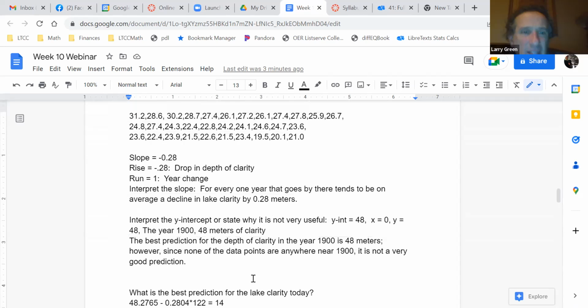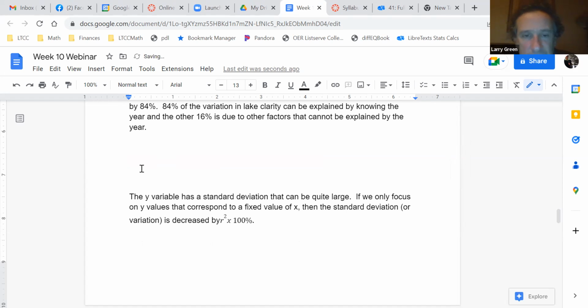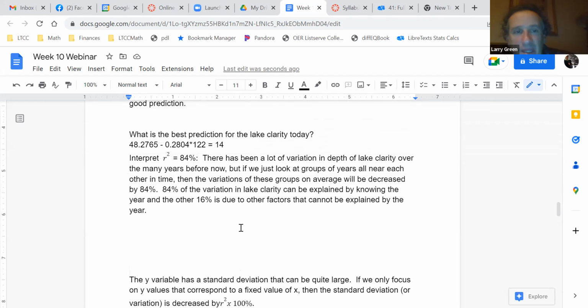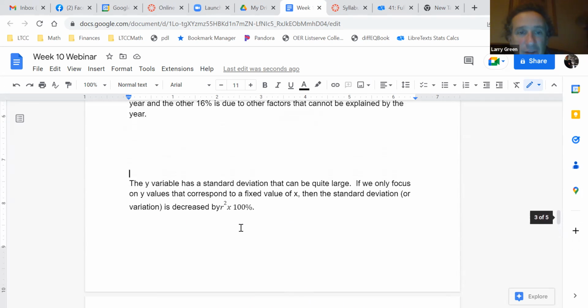Okay, so we've already done the slope and y-intercept. Let me erase this. And we've done this. Just a note: the y variable has a standard deviation that would be quite large, but if we only focus on y variables that correspond to a fixed value of x, then the standard deviation of the variation is decreased by that r squared percent. That's kind of in general. It's good to know the general, but it's good to have an example too. Any questions on that so far?